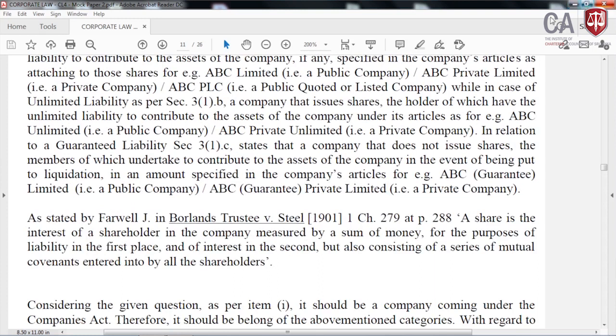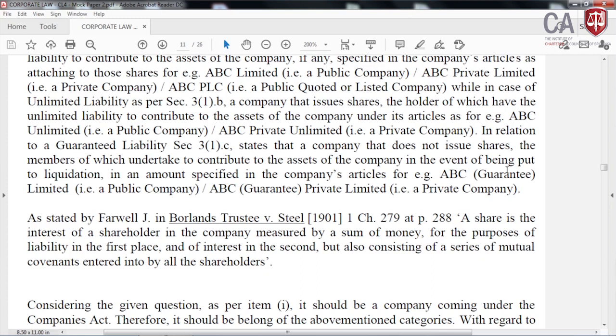Now, here we are in relation to guaranteed liability, section 3(1)(c). It states that a company that does not issue shares, the members of which undertake to contribute to the assets of the company in the event of being put to liquidation in an amount specified in the company's articles, for example, ABC Guarantee Limited, which is a public company, and ABC Guarantee Private Limited, which is a private company.